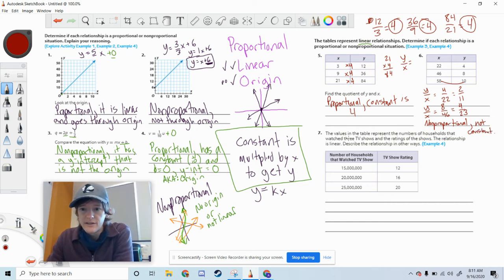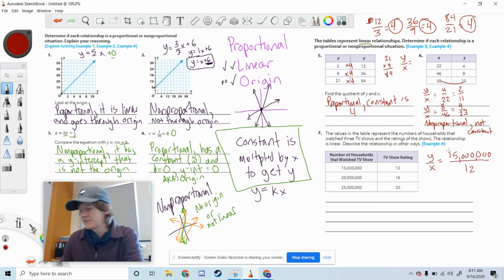All right. Number 7, the values in the table represent the numbers of households that watched 3 TV shows and the ratings of the shows. The relationship is linear. Describe the relationship in other ways. So we need to again do a y over x, and I'm choosing to make y the big number. So we've got 15 million divided by 12. I'm going to grab a calculator on this one because these are crazy big numbers. I've got no problem if you use a calculator on this kind of problem. So we got 15 million divided by 12. Well, that's going to equal 125.